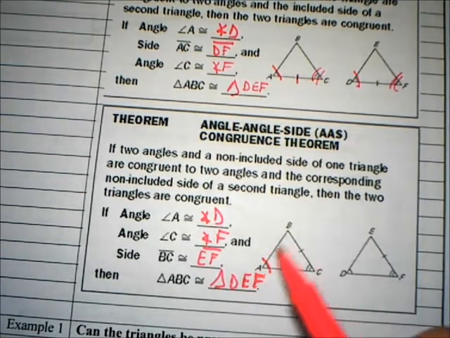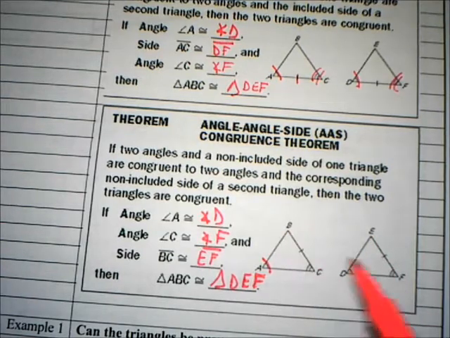Realize it could be either side. It could be AB congruent to DE or BC congruent to EF. It just needs one of those sides to be congruent.